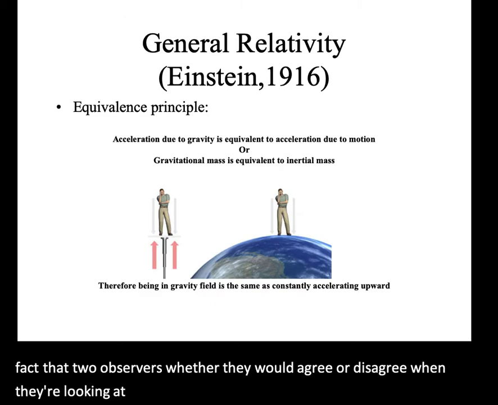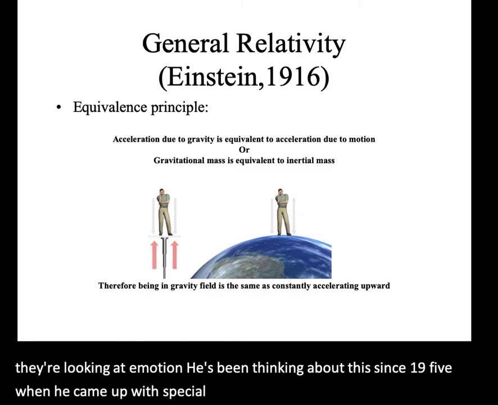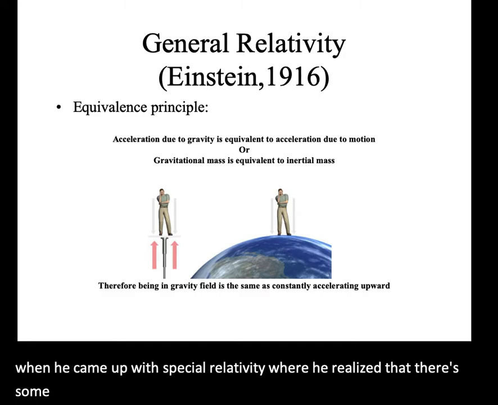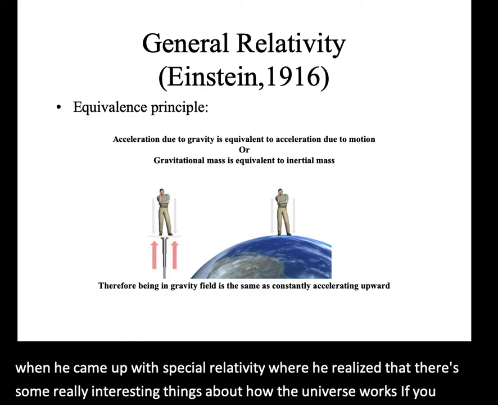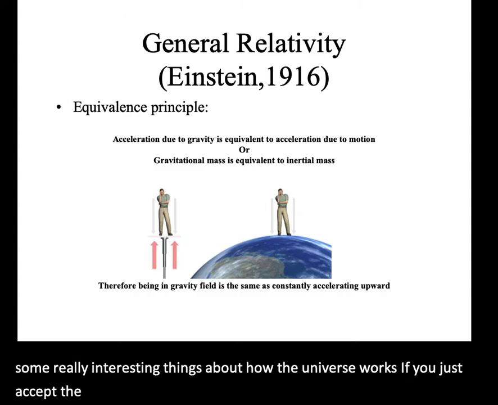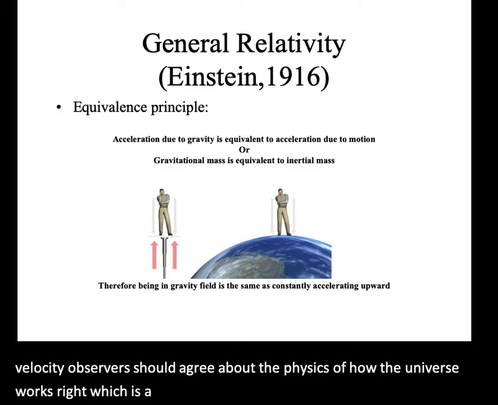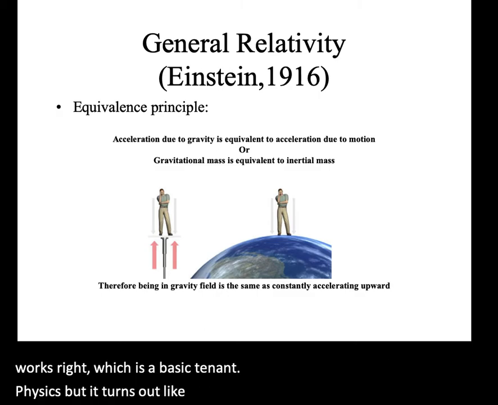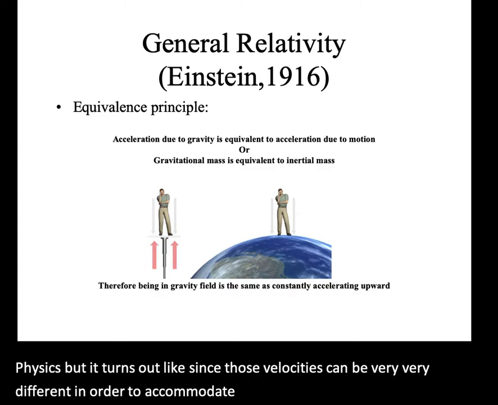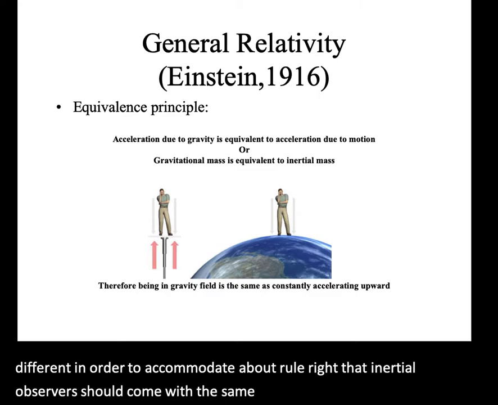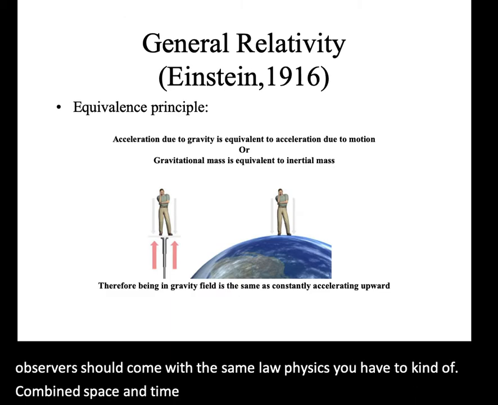He's been thinking about this since 1905 when he came up with special relativity, where he realized that there are some really interesting things about how the universe works if you just accept the idea that two different inertial observers, that is, constant velocity observers, should agree about the physics of how the universe works, which is a basic tenet of physics. But since those velocities can be very, very different, in order to accommodate that rule, you have to combine space and time in ways that people had never done before Einstein.